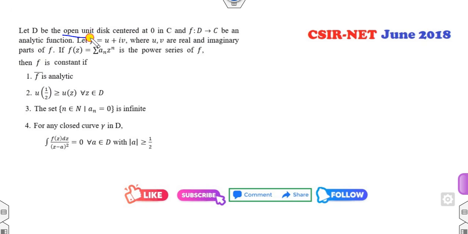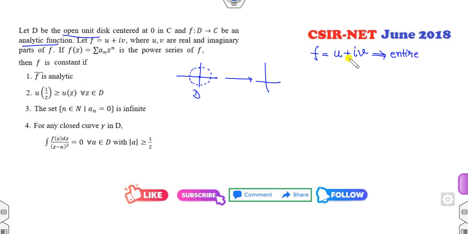D is the unit open disk centered at 0 in C. F is a mapping from D to C, where f is u plus iota v. F is an analytic function, so this is given to you as an entire function. The CR equations are satisfied, u and v are harmonic functions, and f of z is a power series. Your target is to prove that f is constant.